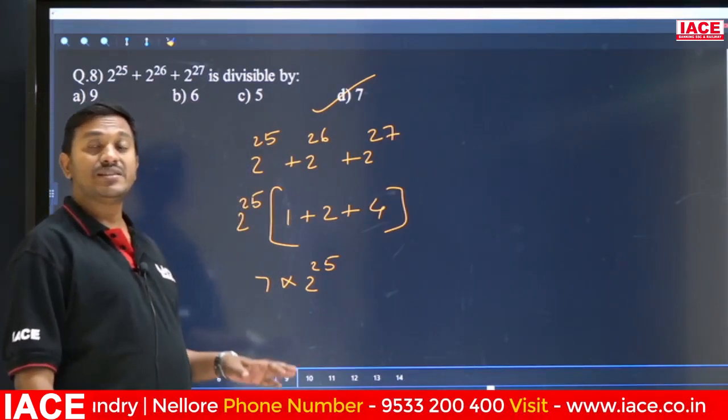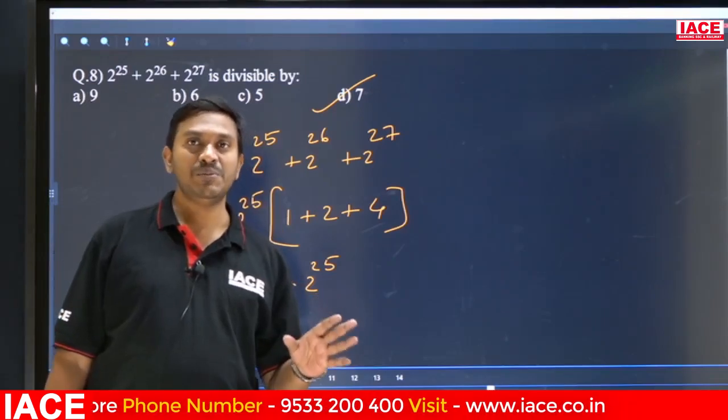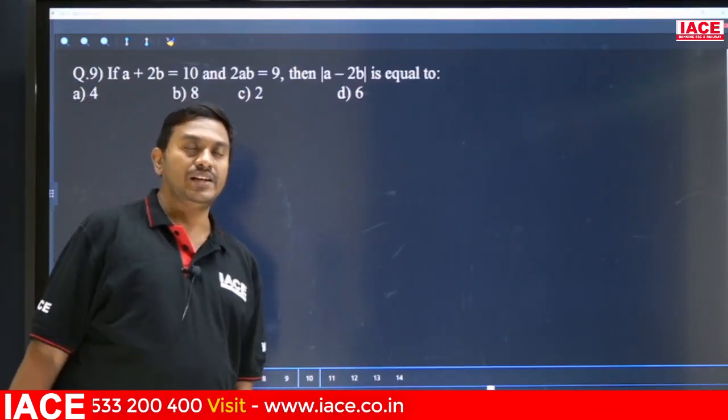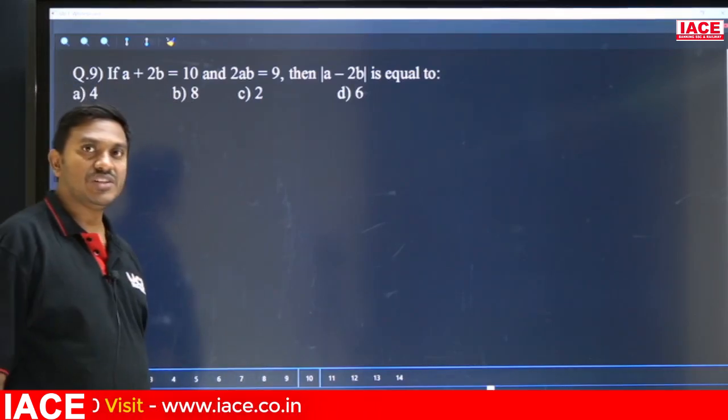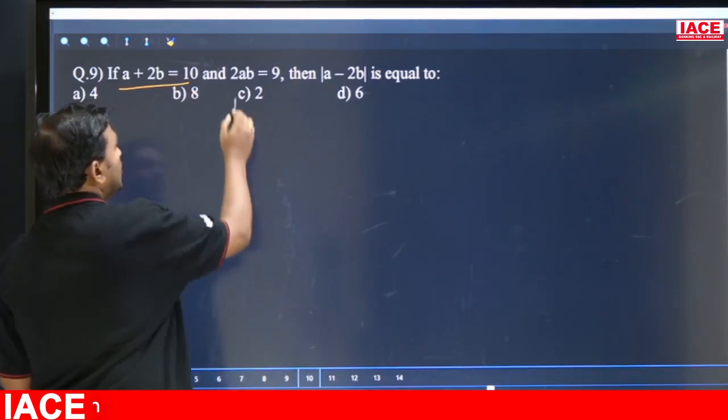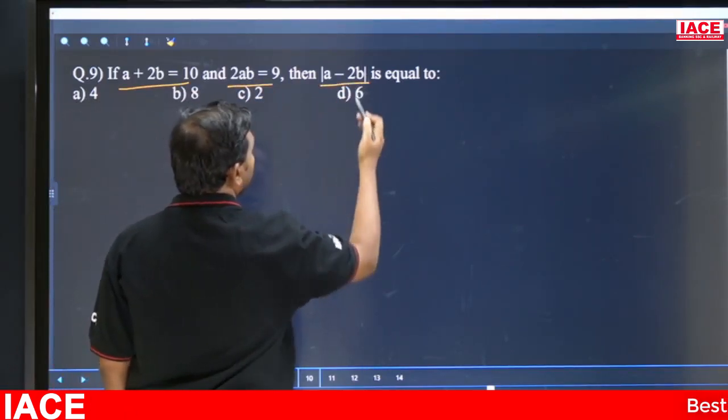Okay. Right. It's not a pure maths question. It's a number system question. Right. Next question. Question number 9. See, again an algebra question. So what is given? A plus 2b is given. 2ab is given. We have to find a minus 2b.